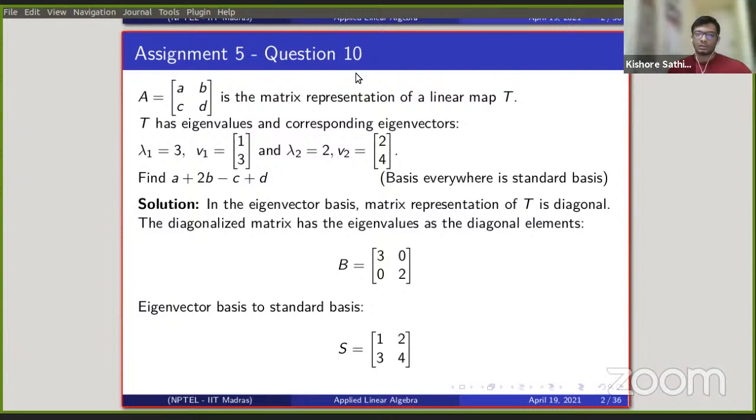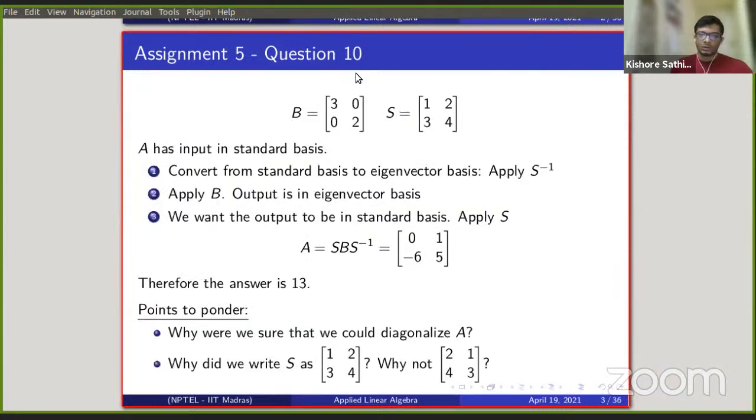And separately, let us also just keep aside our change of basis matrix from the eigenvector basis to the standard basis. So this is just a continuation of what we were discussing last week. We know that for any non-standard basis to standard basis, you take the vectors of the basis and put them as the columns. So the first vector is (1, 3), put it as the first column. The second vector is (2, 4), put it as the second column. Next.